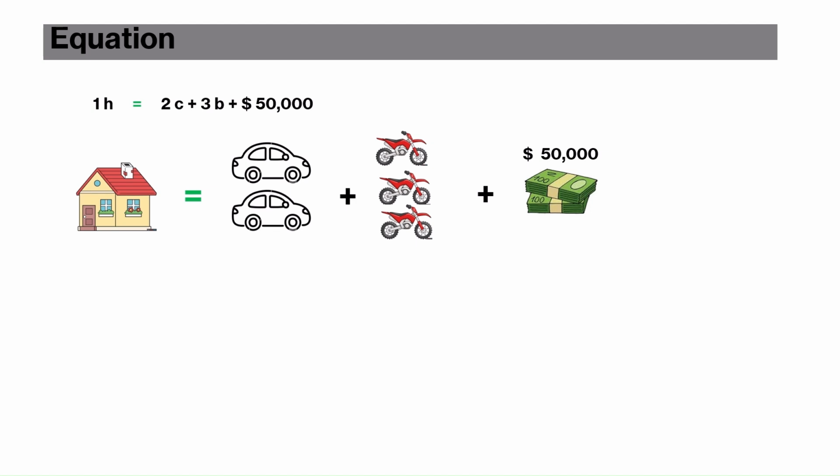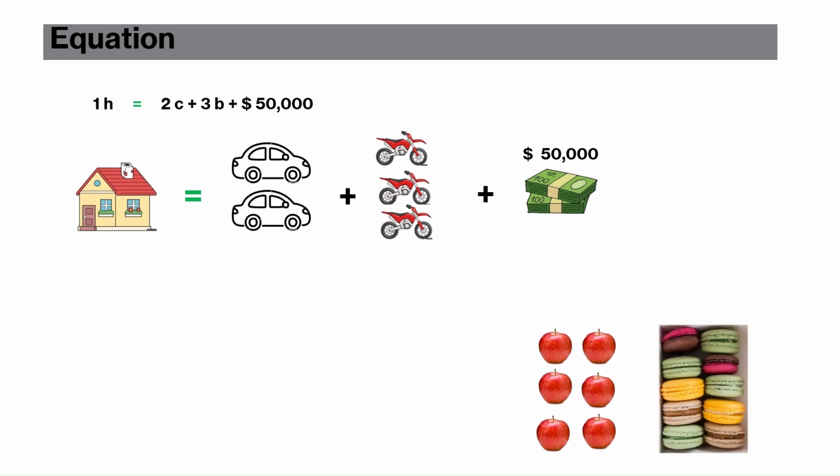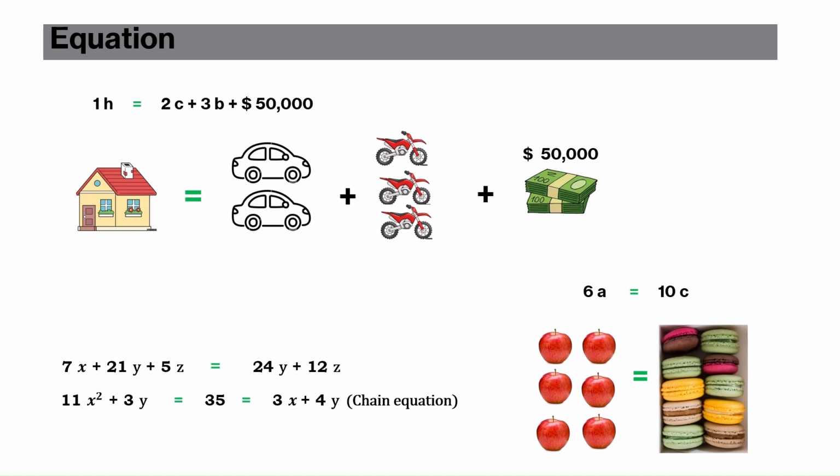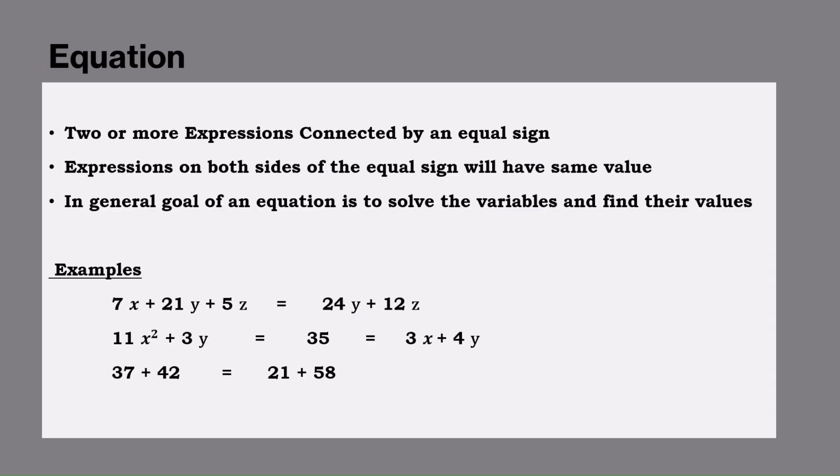See another example. If the cost of 6 apples is same as cost of 10 candies, both are equal. If we write them in expression form and equate it, it's called an equation. Few examples on the screen. If more than two expressions are equated, it's called a chain equation. In general, the goal of an equation is to solve the variables.